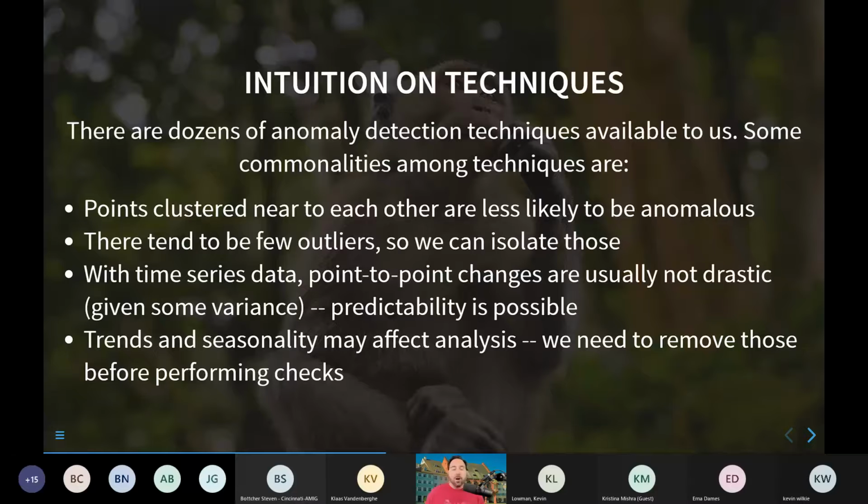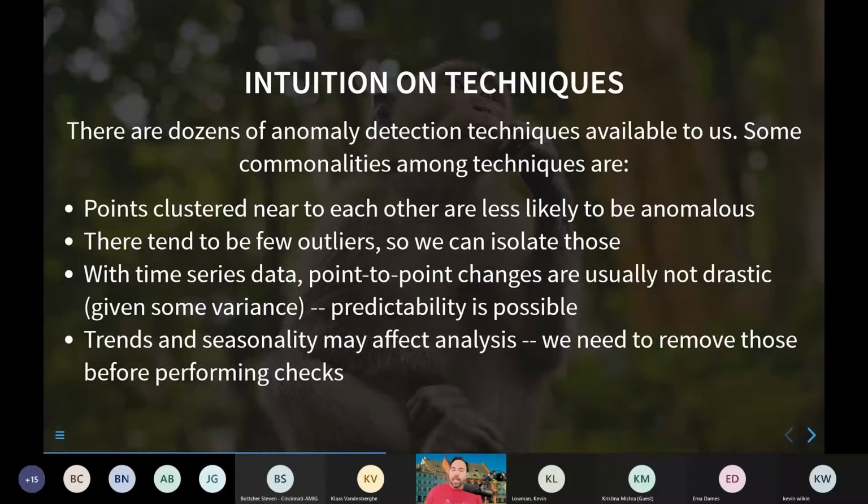But there are some commonalities between a lot of these methods. And one of them is that if points are clustered near each other, however we define near, this makes a thing less likely to be anomalous. If it happens a lot, it's not anomalous.